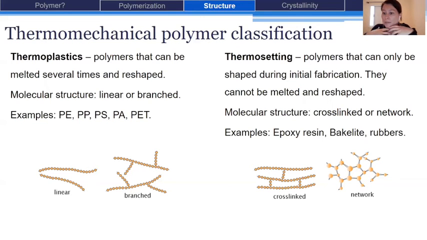This polymer cannot be melted. To break this covalent bond, in fact, we need to burn the polymer, and so it cannot be used anymore, right? So in the case of thermosetting, due to the presence of these cross-linking bonds, we cannot melt the polymer and reshape it. It is the case of epoxy resin, bakelite, rubbers, and so on.